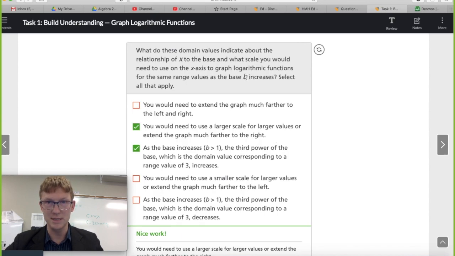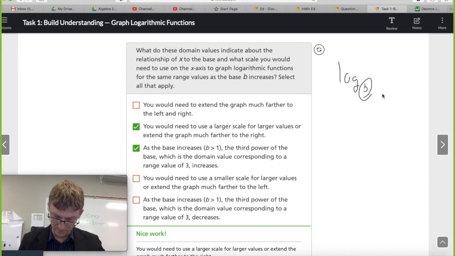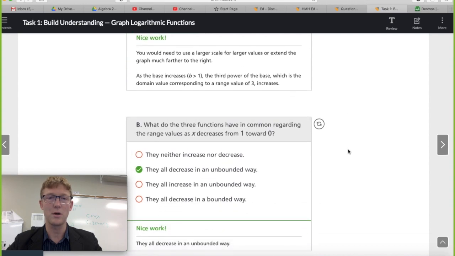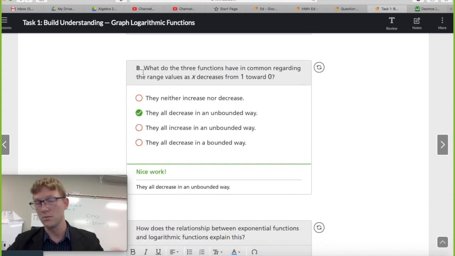as b increases. So as the log, remember b is this one right there, as that gets bigger, you're going to need a lot bigger of a graph to actually see the different things. As the base increases, b greater than 1, the third power of the base, which is the domain value corresponding to the range value of 3, increases. So that is, again, relating the parent function of the different base values to actual b. And we'll see that a little bit better a little bit later, sorry.